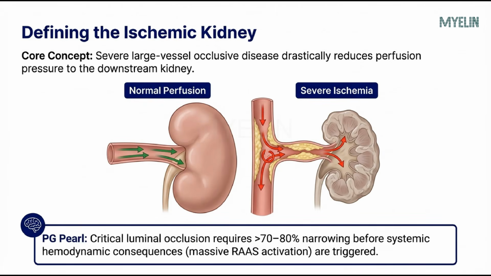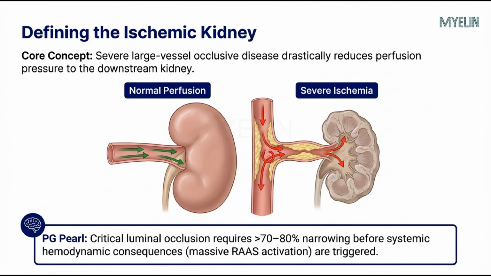The fundamental problem in renal artery stenosis is a severe large vessel occlusive disease that drastically reduces the perfusion pressure to the downstream kidney tissue. Look closely at the hemodynamics. A minor narrowing does not cause a systemic problem. For the systemic hemodynamic consequences to be triggered, specifically the massive activation of the renin angiotensin system, the critical luminal occlusion must exceed 70 to 80% of the vessel diameter.